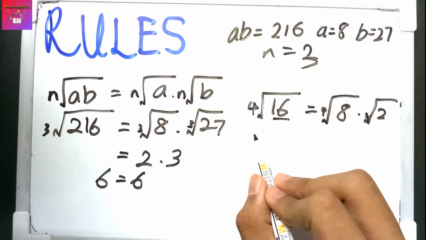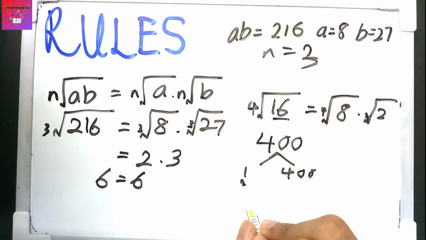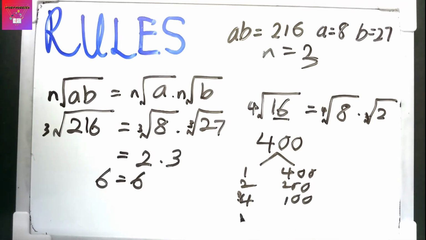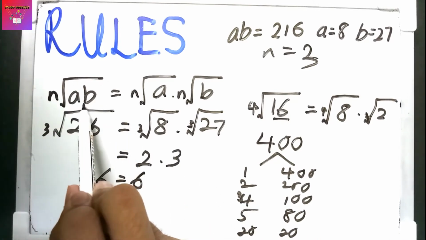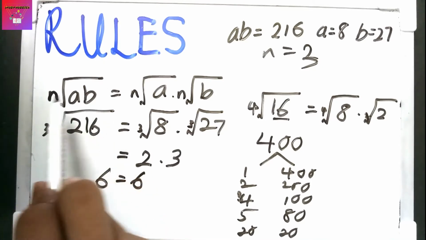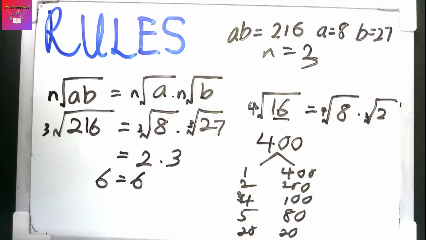Like let's say I'm having the number 400, so 400 can be 1 times 400, 2 times 200, 4 times 100, and it goes on until it reaches a point where it comes to 20 by 20. So when you do these kinds of questions, when you see some numbers where you actually can't do the root directly, you can split it according to its factors.